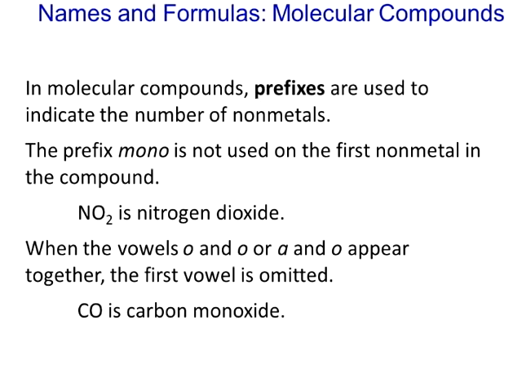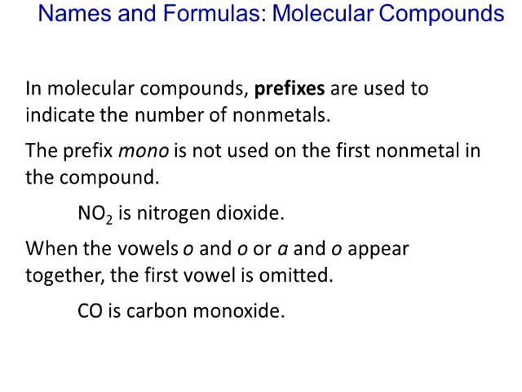So let's repeat these rules. In a molecular compound, prefixes are used to indicate the number of nonmetals. Okay? Whatever that is. So you have to use prefixes. Prefix mono is not used for the first nonmetal in the compound. So, for example, NO2, and I'm saying that on purpose, NO2 is nitrogen dioxide. It is di because there are two oxygens, there's only one nitrogen, and we don't say mono.